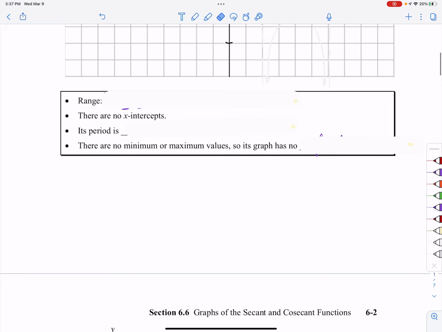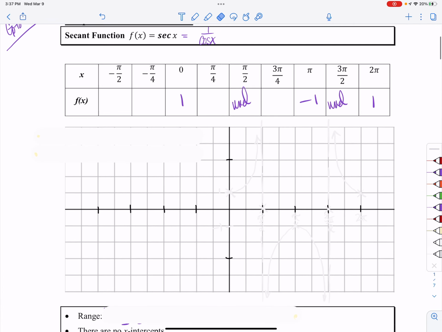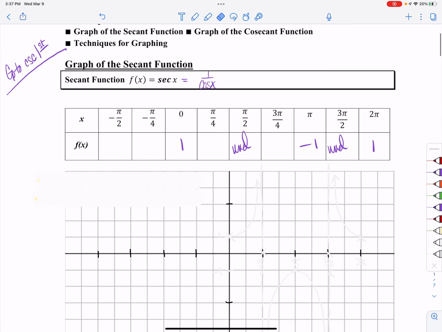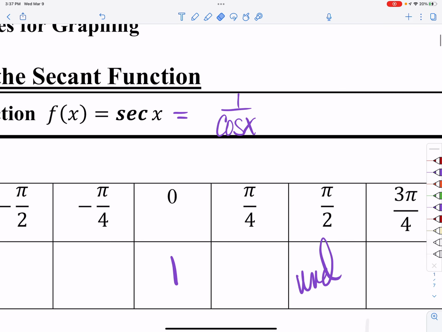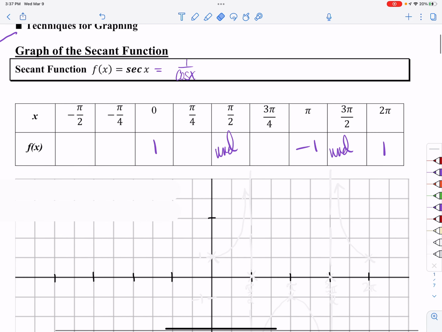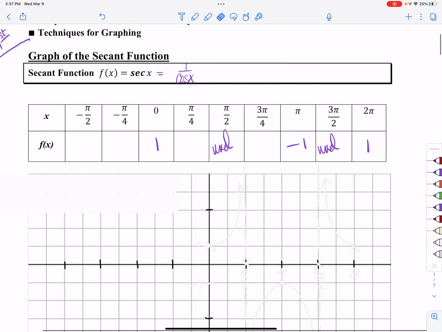All right, so then if I use the same concepts for secant, I know that secant of x is equal to 1 over cosine. If I go to my unit circle, I recall that cosine is going to equal 0 at pi over 2 and at 3 pi over 2. So then my secant value is going to be undefined.